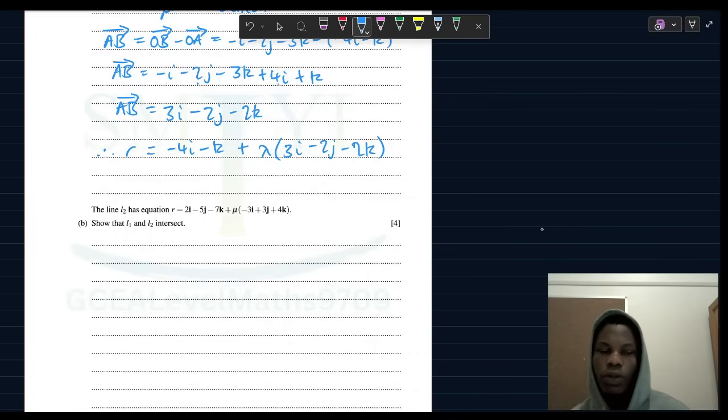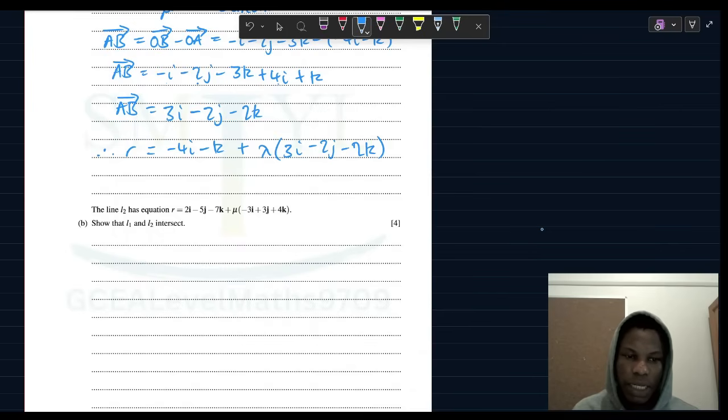So what we're going to do is solve these two lines simultaneously. We'll get three equations, and we need to check that all three are satisfied. If they are satisfied, it must mean that our two lines intersect. If they're not satisfied, then they do not intersect.